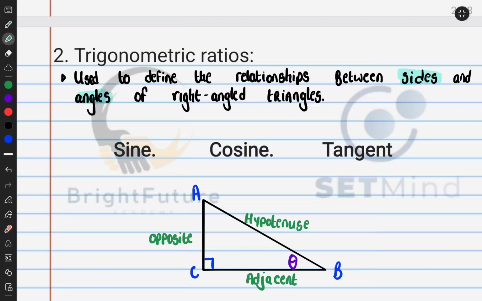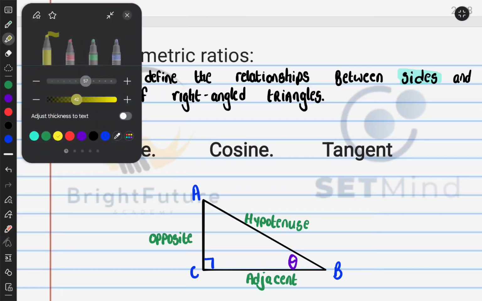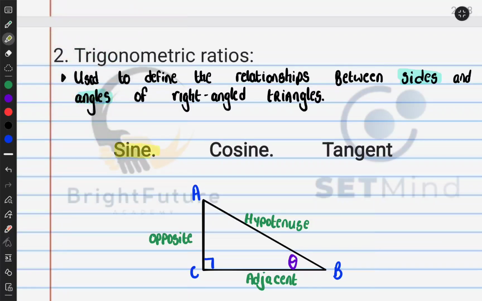We have three basic trigonometric ratios. As you can see listed there, we have the sine ratio, the cosine ratio, and the tangent ratio. Those are the three special trigonometric ratios that we use in order to define the relationships between the sides and the angles of a triangle.